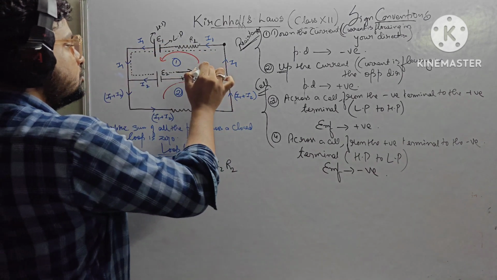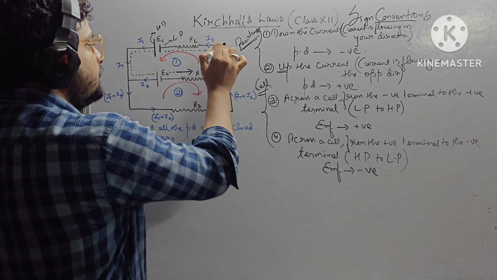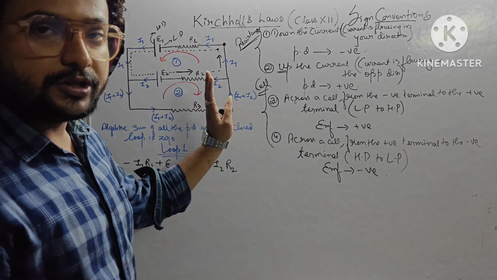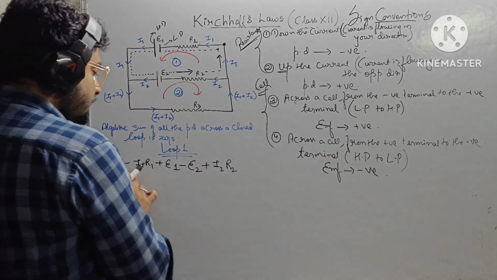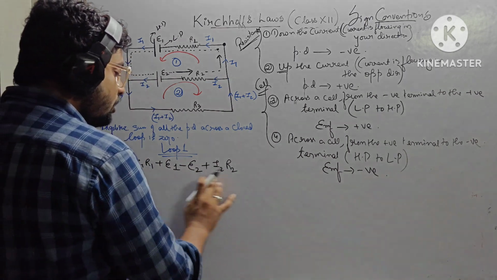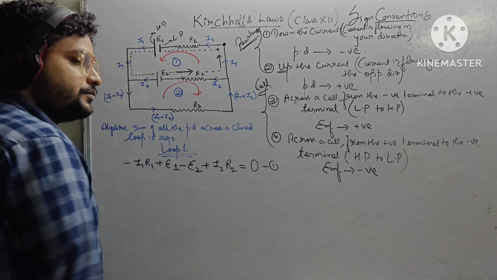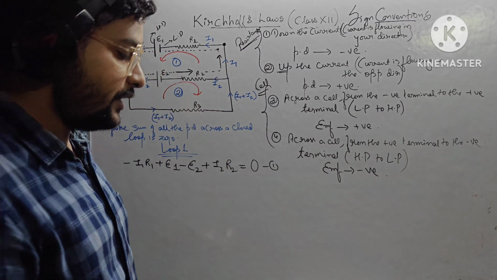So there are no more potential differences, just complete your path up to here. No more potential difference across this path. So Kirchhoff says that the algebraic sum of all the potential differences will be equal to 0. This is your equation 1.